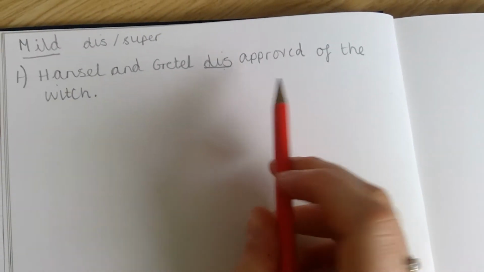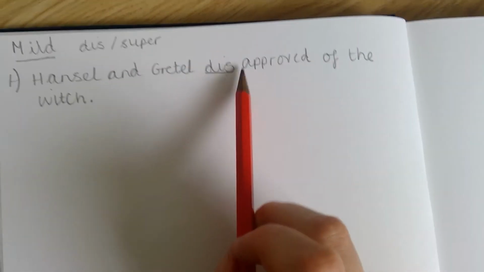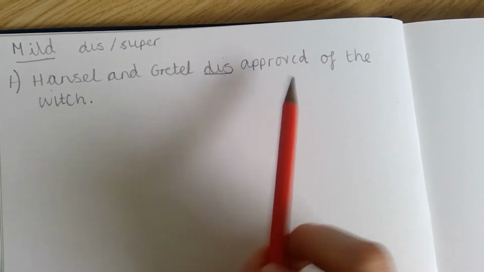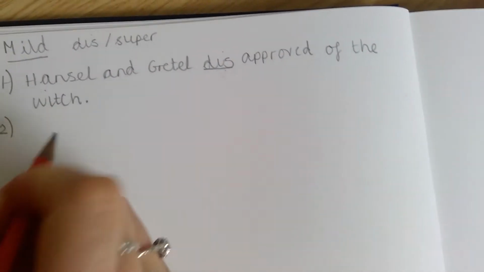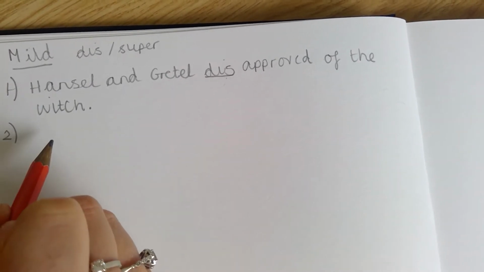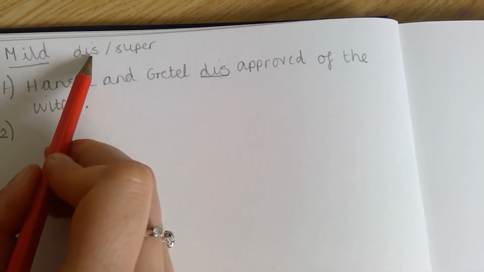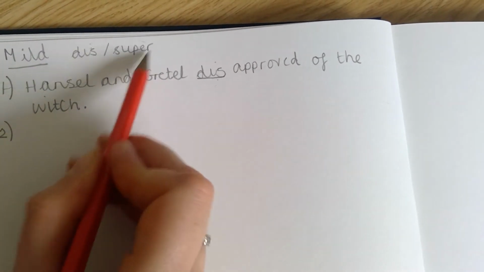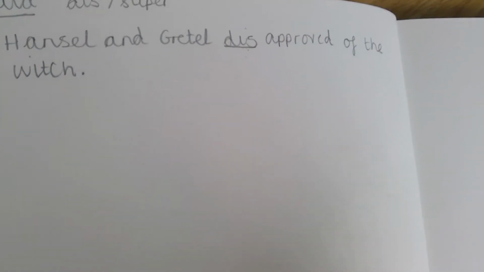Okay, so I've done exactly the same and I've added dis. Okay, it's disapproved of the witch, which means doesn't approve of the witch. They don't like the witch. Okay, so then you would move on to number 2 and you would follow exactly the same process. So you would write the sentence first and then add on the line, is it dis or super? Okay, so follow exactly the same process for the mild.